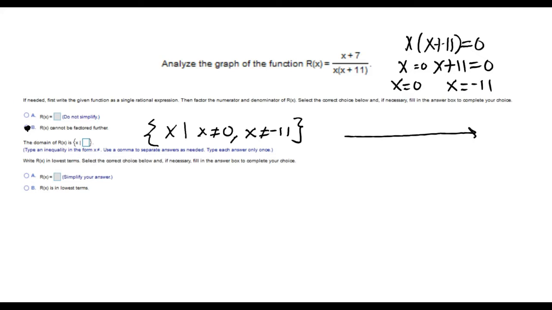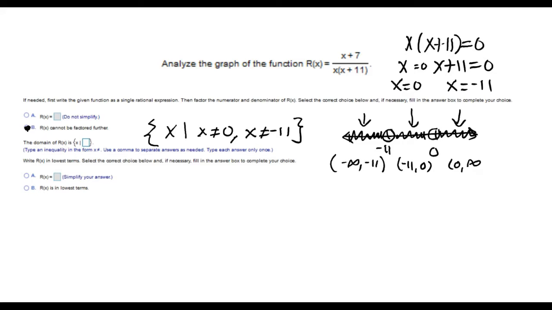We can also write this in interval notation. Negative 11 is excluded, 0 is excluded, but all other real numbers are included as part of the domain. So we want to represent this interval, which would start at negative infinity and go all the way to negative 11. Represent this interval, which goes from negative 11 to 0. And represent this interval, which would go from 0 to infinity. And we'll union those together, and this is the domain in interval notation.